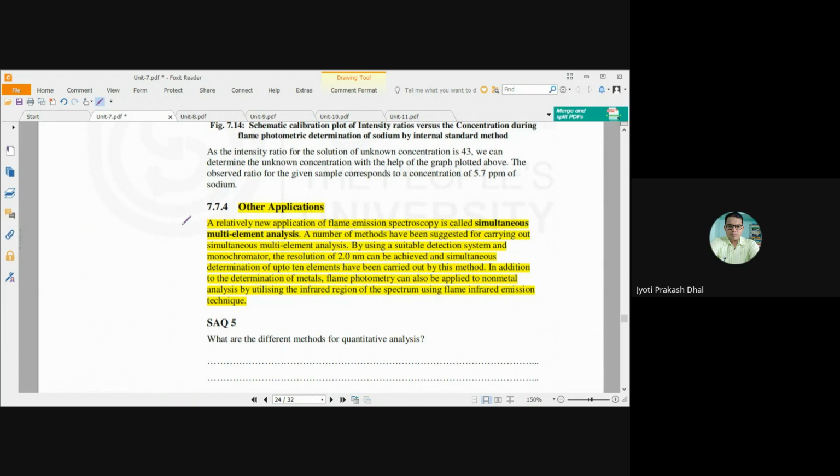And some other applications are also there. Flame emission spectroscopy can be used for simultaneous multi-element analysis. A number of methods have been suggested for carrying out simultaneous multi-element analysis. By using a suitable detection system and monochromator, a resolution of 2 nanometer can be achieved, and simultaneous determination of up to 10 elements has been carried out by this method. In addition to the determination of metals, flame photometry can also be applied for qualitative and quantitative measurement of nonmetals by utilizing the infrared region of the spectrum, using the flame infrared emission technique.